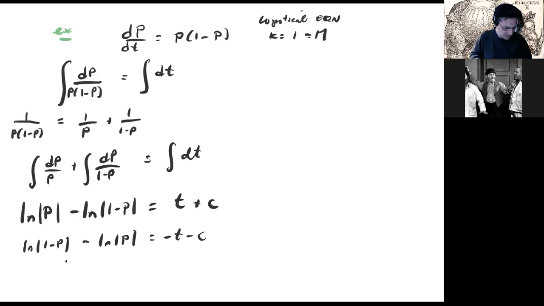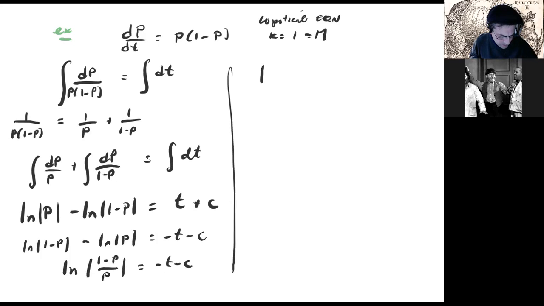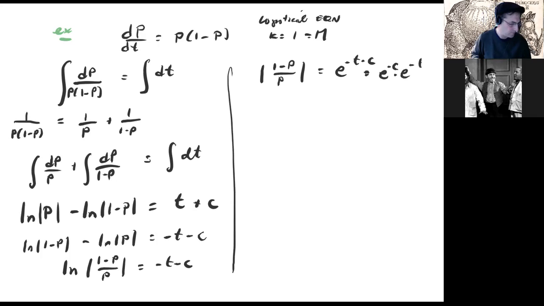Okay, but the left side of this equation is ln of the absolute value of 1 minus P over P, which is equal to minus T minus C. Now we can exponentiate both sides. So we'll get the absolute value of 1 minus P over P is equal to e to the minus T minus C. And we can think of this right-hand side as e to the minus C times e to the minus T.